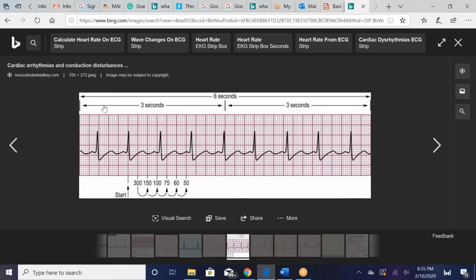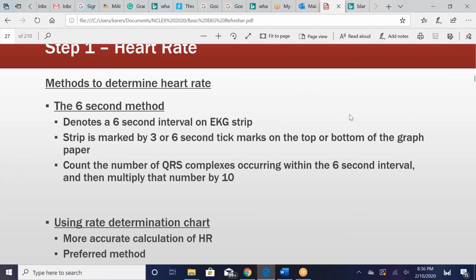Okay, so if you get a strip like this, from here to here you know it's 3 seconds, and as it extends, it's another 3 seconds, so you know that is a 6-second strip. Each mark that you see on top is 3 seconds. So that's how you know if it's a 6-second strip, a 3-second strip, and so forth. So the strip is marked by 3 or 6. If you don't see multiple marks on the top and you only see one, that means it's a 6-second strip.